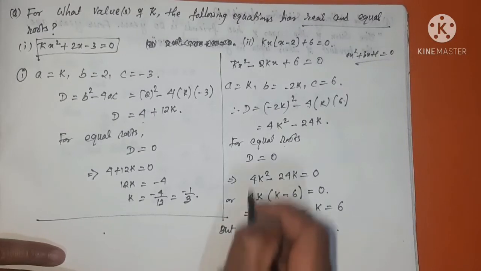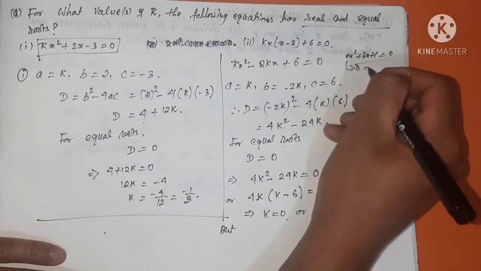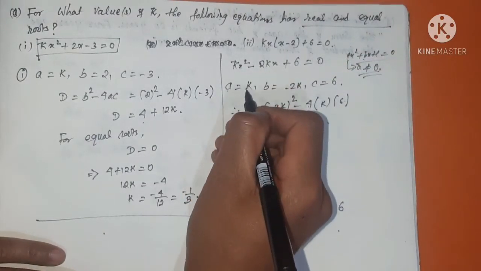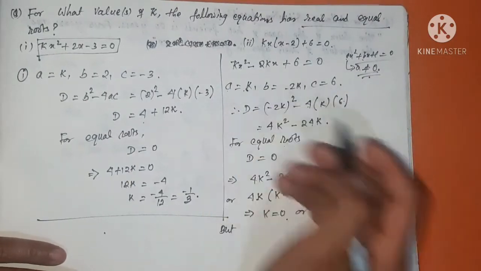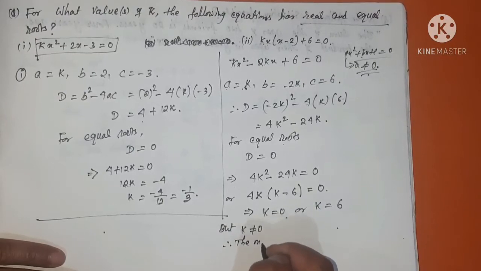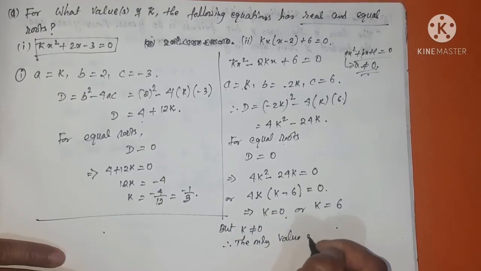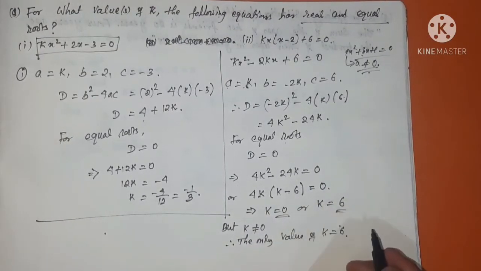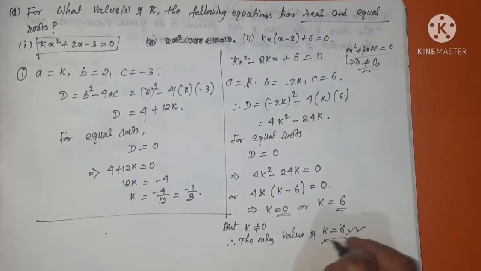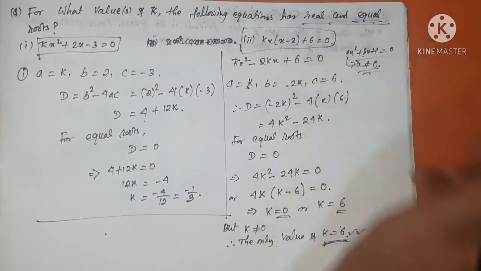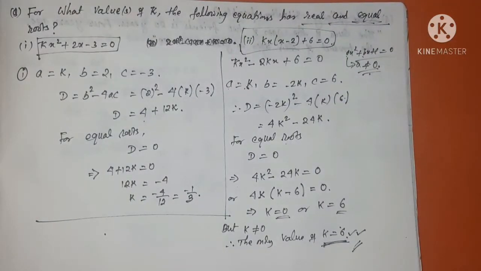But as you know, by the definition, a cannot be 0, in ax square plus bx plus c. So here a is k, but k cannot be 0. Therefore the only value of k is 6. So k is 0 and k is 6, but both are not correct. The correct answer is k is equal to 6. For k equal to 6, this particular equation has real and equal roots. In this way you need to solve this type of questions.